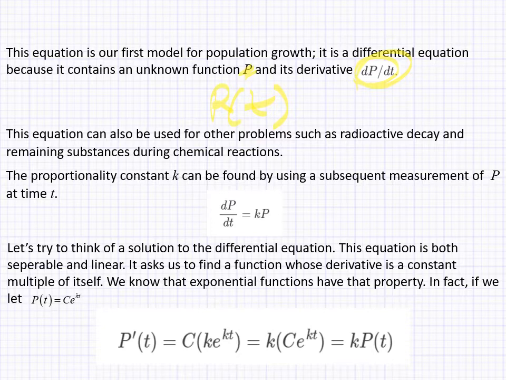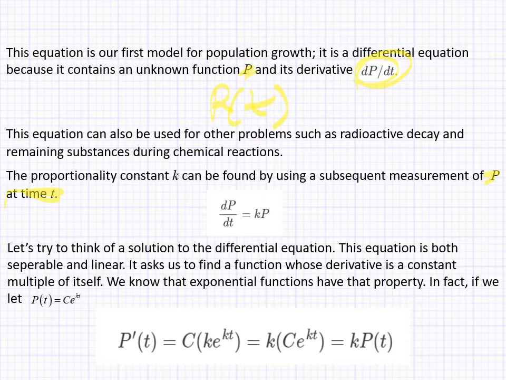Okay? So this proportionality constant is something that we're going to need to solve for when we're setting this equation up and trying to find the solution to the equation. And we can do that just by looking at some subsequent measurements of p at time t. So essentially some initial conditions is really what we're going to need, and this is where the initial value problems start to play a role.